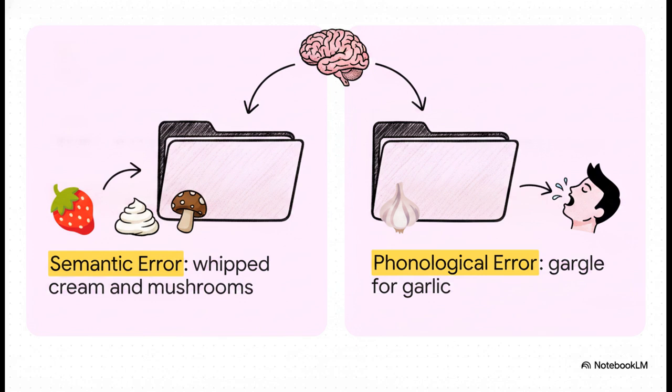But then, look at a phonological error. Someone says gargle instead of garlic. They mean completely different things, but they sound really similar. This tells us our mental lexicon actually has two entirely distinct retrieval methods. It organizes words by their meaning and separately by their physical sound.